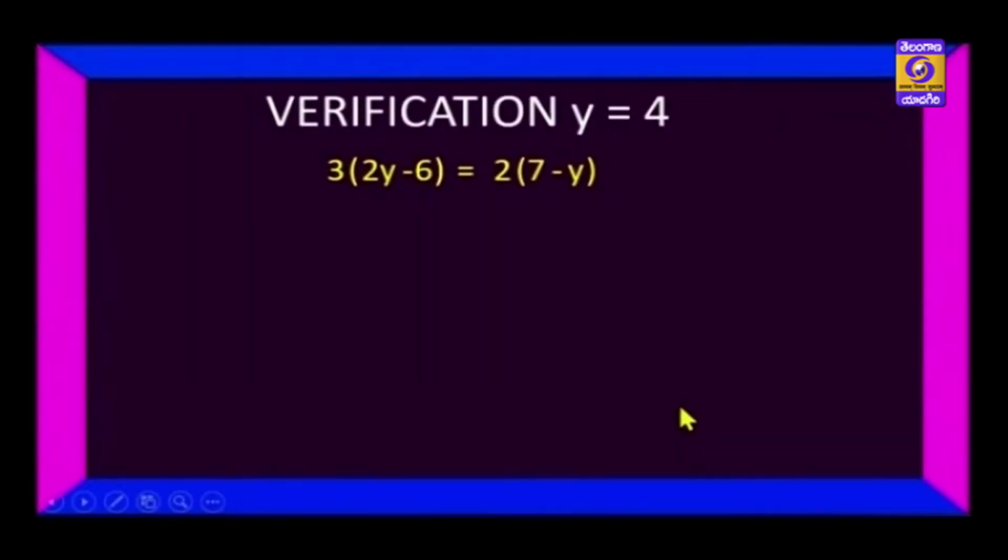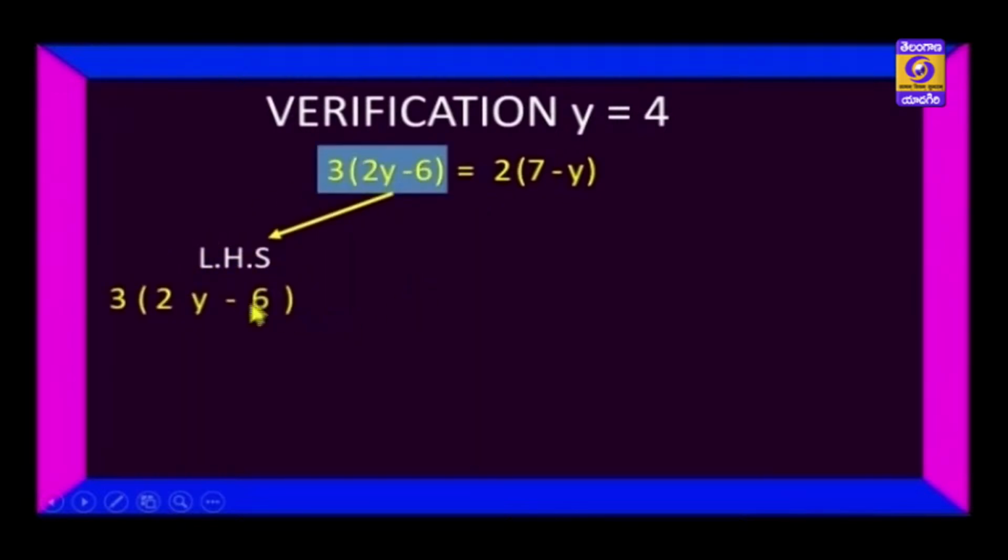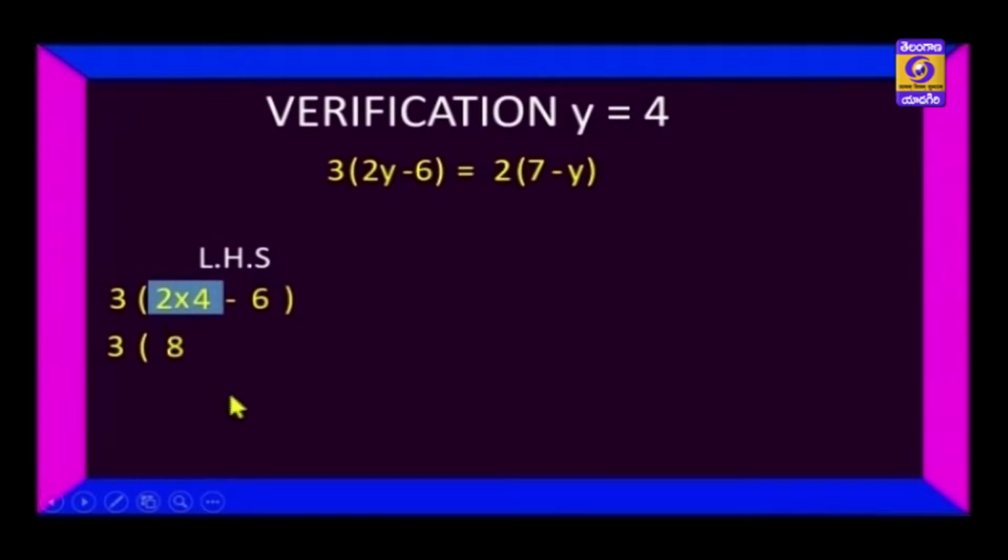Now the verification process. Let us take the linear equation again. You take the LHS part. So in place of y, what are we going to put? We are going to put 4. And don't forget to keep the multiplication symbol here between two constants. Thus 3 into 2 fours are 8 minus 6, and you know 8 minus 6 is 2, and then 3 into 2 is 6. So 6 is the result on the left hand side.